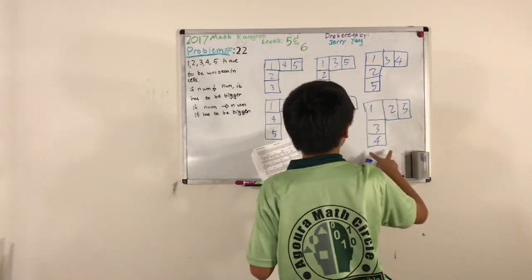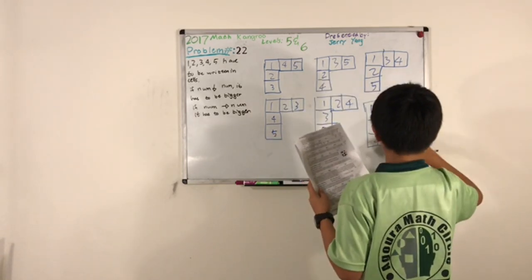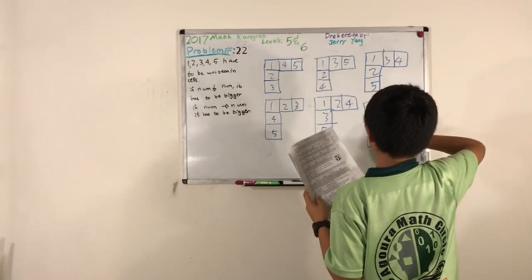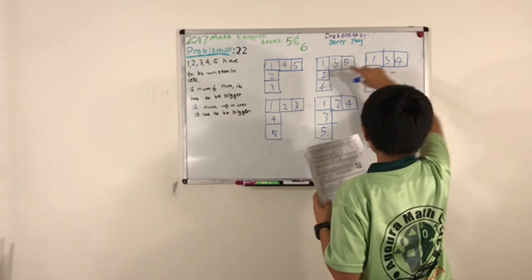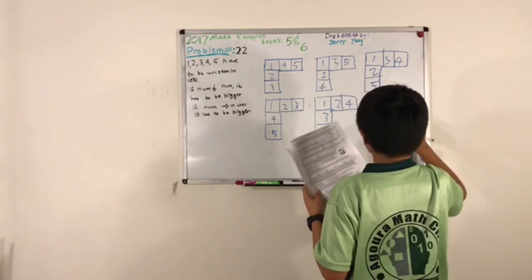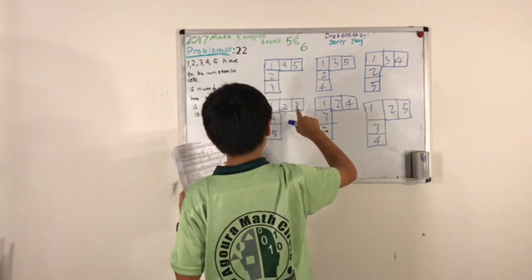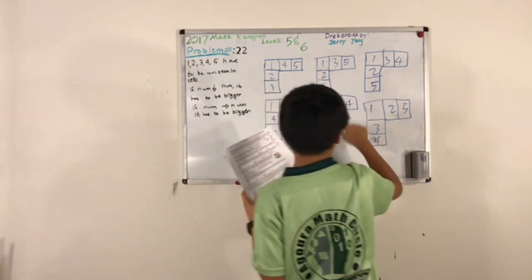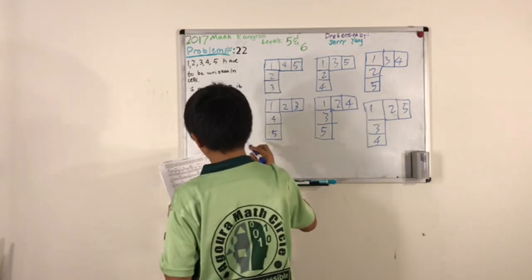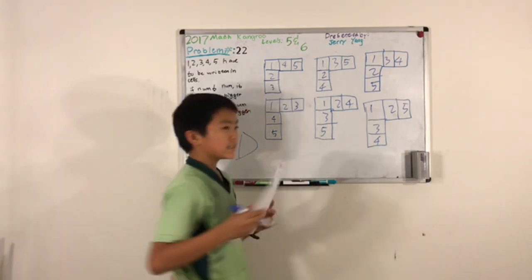And then after that, we can't really move any of these other numbers because if we switch these two, then we just get what we have over here. If we switch these two, then we just have what we have over here. Therefore, we can count how many we have, and we have 1, 2, 3, 4, 5, 6. Therefore, we know our answer is D, 6.